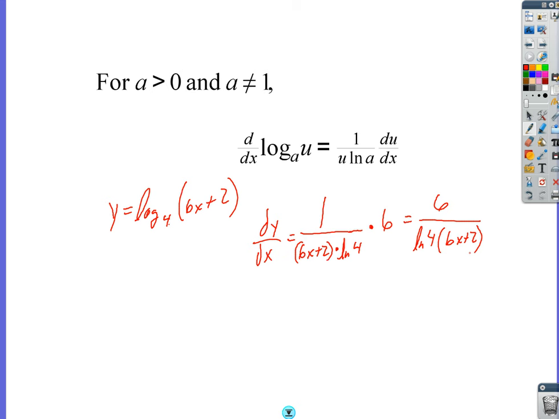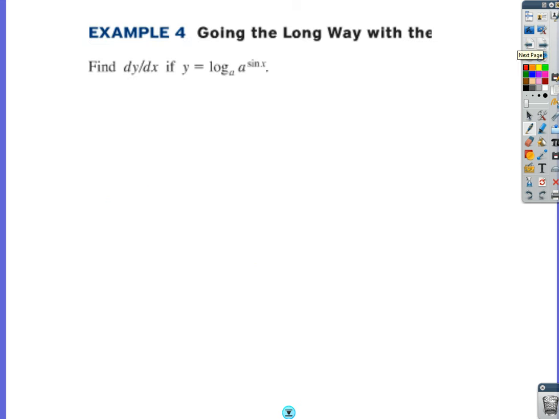Alright, so how is this applied? What type of application could I have for this? This is like the chain rule on drugs, right? I have a log with a function. So there's one function inside of a function inside of a function. So log of a function of a function. This is like a peanut M&M. They want me to find dy dx.